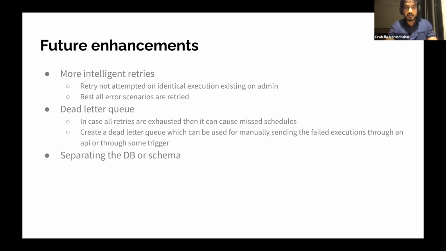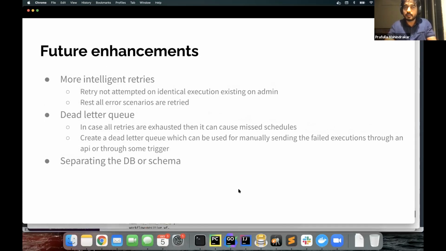Another one is separating the DB or the schema. Currently, it's co-hosted. I mean, it's a separate pod, but it's still using the same database and the schema. But we can plan to move to another schema or DB, as in a microservice architecture where you have your own DB. So that can be a separate feature enhancement. Yeah, that's it from me.